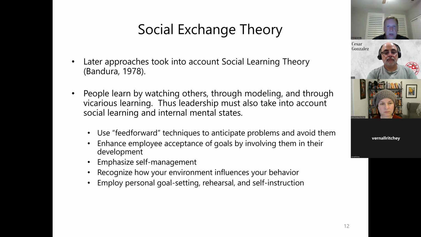Understand the exchange between the environment and the individual employee. And employees are going to react differently to different types of external as well as internal environments. Employing goal setting, rehearsal on the part of your employees. We talked about last week, that mental rehearsal, self-instruction. Those are all strategies that leaders can use to manage the way in which individuals interact with their environments, to manage these social exchanges in order to make their employees more effective and to motivate their employees.